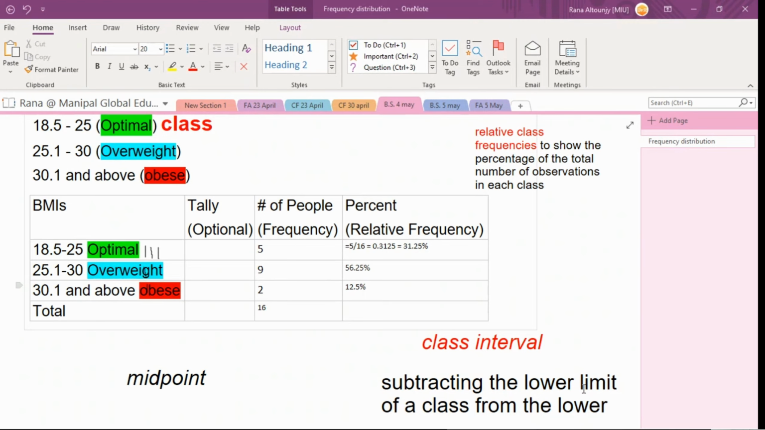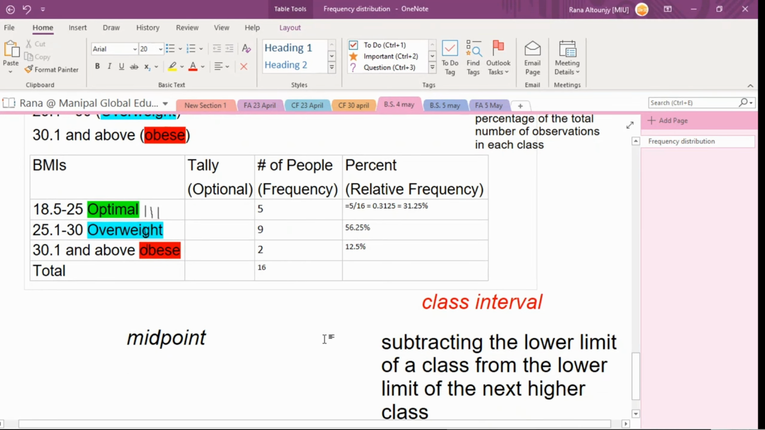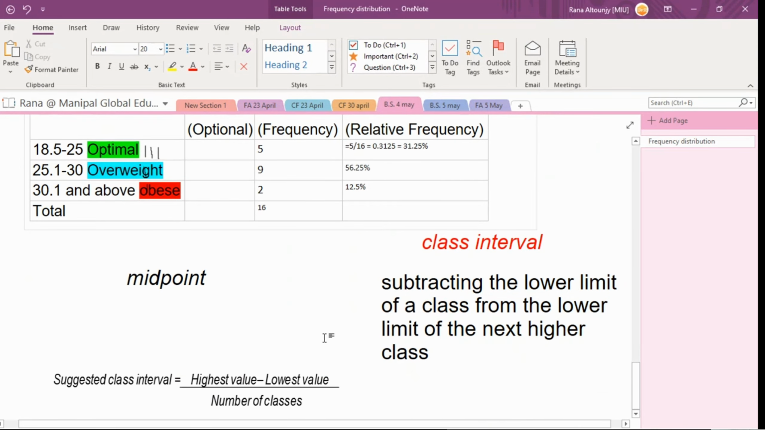It's 27.55, that's right, because it is the lower limit plus upper limit divided by 2. So this is what we call the midpoint. Also, we have the class interval, which is subtracting the lower limit of the class from the lower limit of the next higher class, like 25.1 minus 18.5. That is the class interval when we change from one class to another, but this one is normally easy.